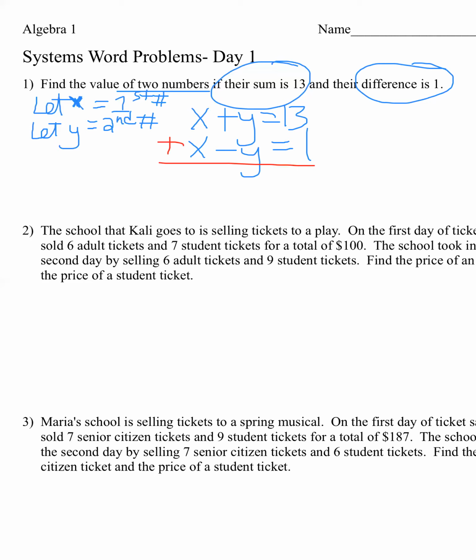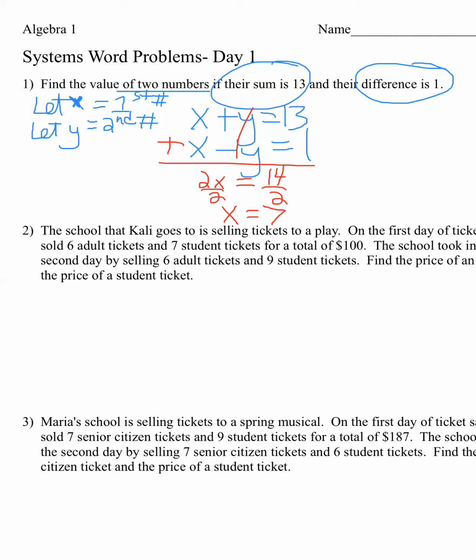So the y's are going to cancel. x plus x is 2x, and 13 plus 1 would get me 14. Divide by 2, divide by 2. It looks like x is going to be 7. So now I know what my first number is. First number is 7.